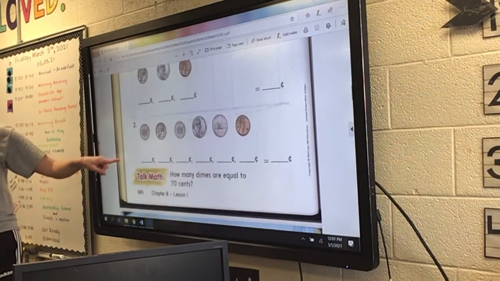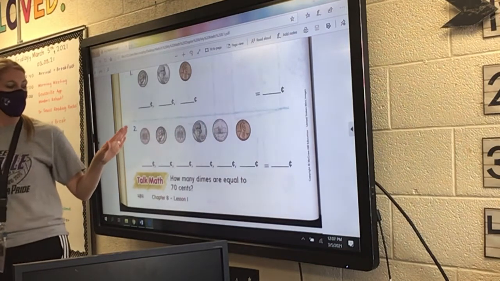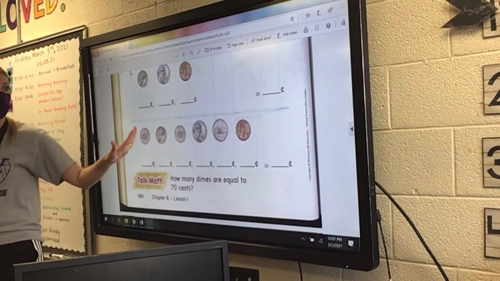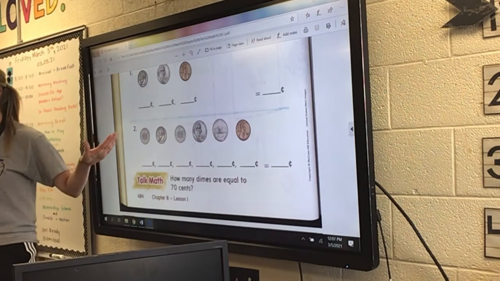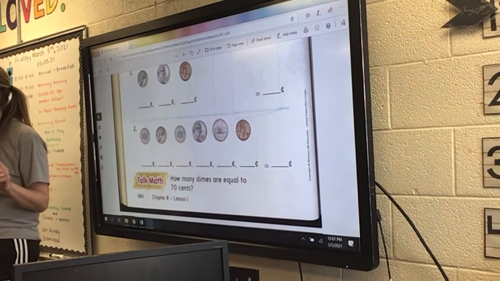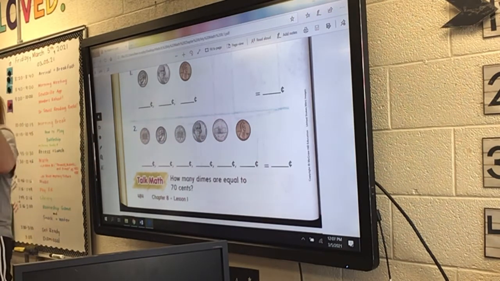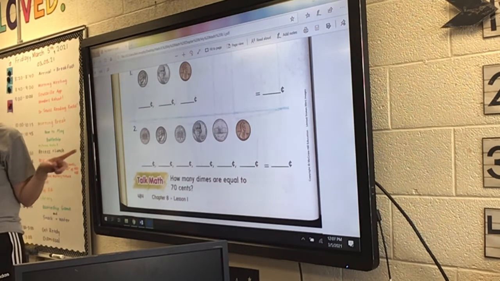Okay, number 2. Look at this one. Who thinks they can come up here and write down the value of each coin and keep counting on? We're counting on. So, Addie, you think you can? Yes. All right, Addie.